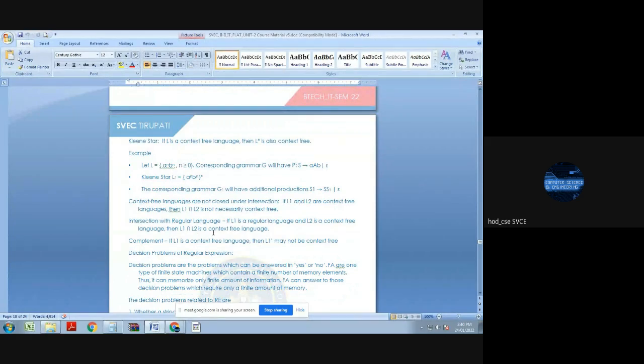The same thing with intersection. For example, if L1 is a regular language and L2 is a context-free language, then L1 intersection L2 is a context-free language. But context-free languages are not closed under intersection. If L1 and L2 are context-free languages, then L1 intersection L2 is not necessarily a context-free language. They are not closed under intersection, and in terms of operation, complement also. If L1 is a context-free language, then the complement of L1 may not be a context-free language.